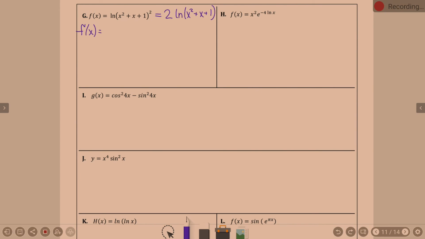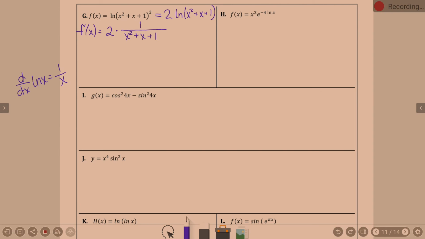It's 2 times, how do we do the derivative of natural log of something? Do we not remember the derivative of natural log of x? Oh, it's 1 over x. Yep. Nice. So what's the derivative of natural log of x squared plus x plus 1? It's 1 over x squared plus x plus 1.